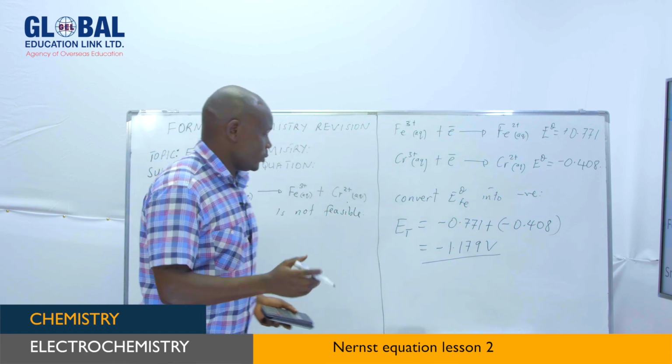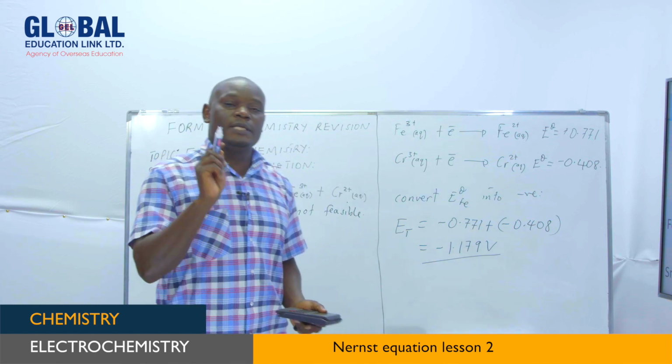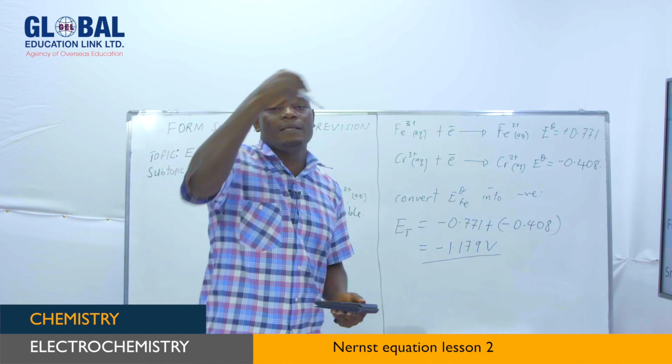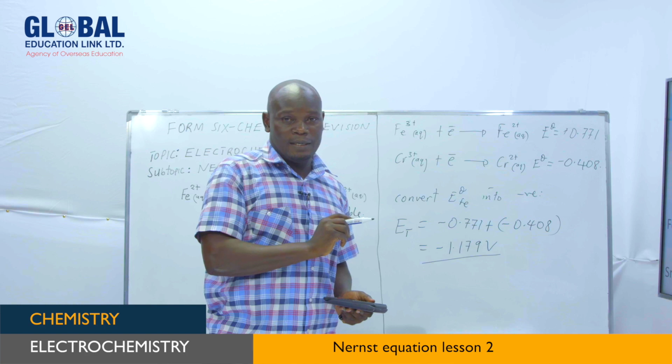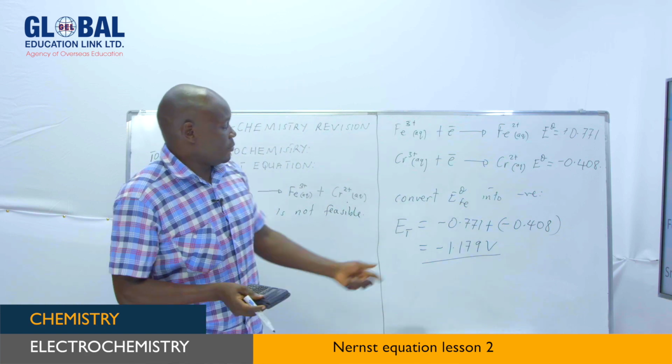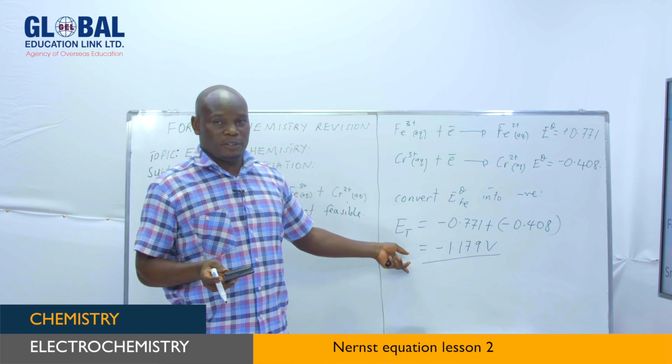So you consider the metal or the element which is less reactive than the metal that you want to electroplate. After using that, you'll be able to use that metal without any corrosion.